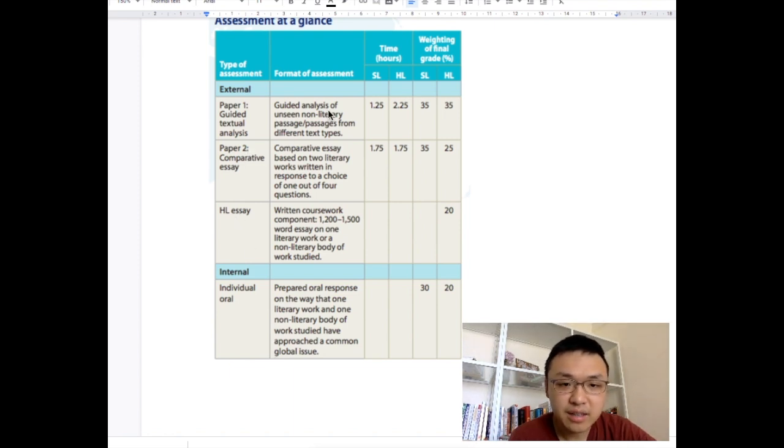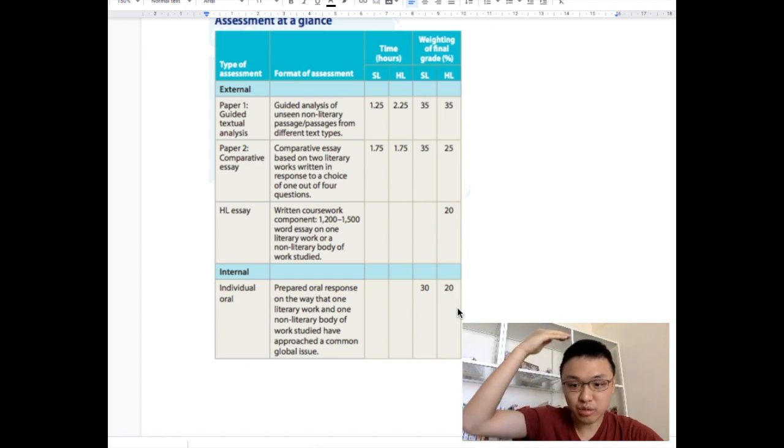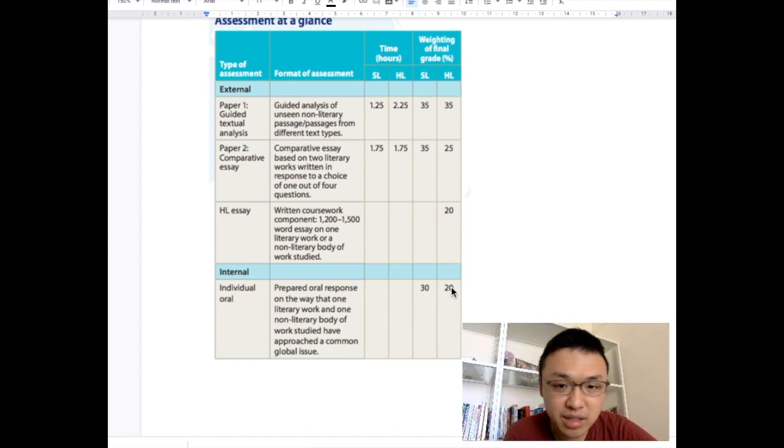If you look at the syllabus here, for SL there are only 3 assessments: paper 1, paper 2, and the individual oral. Whereas if you are HL, there's an extra assessment, which is the HL essay. For SL, it's about equal weighting for paper 1, paper 2, and individual oral. For HL, it's 35% for paper 1, 25% for paper 2, 20% for the HL essay, and 20% for the individual oral.